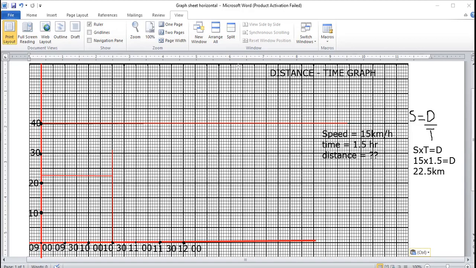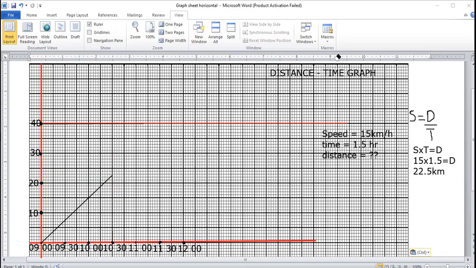It means that when the body started moving, till this point, the body was moving at a speed of 15 kilometer per hour. Okay. Now I'm removing this part.